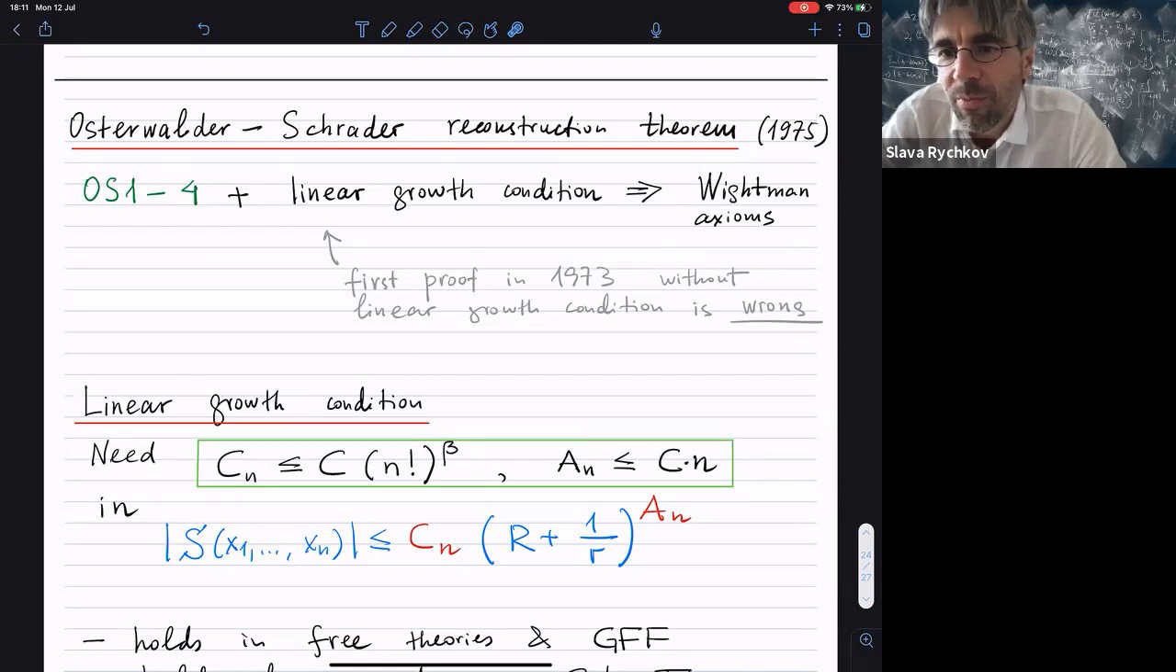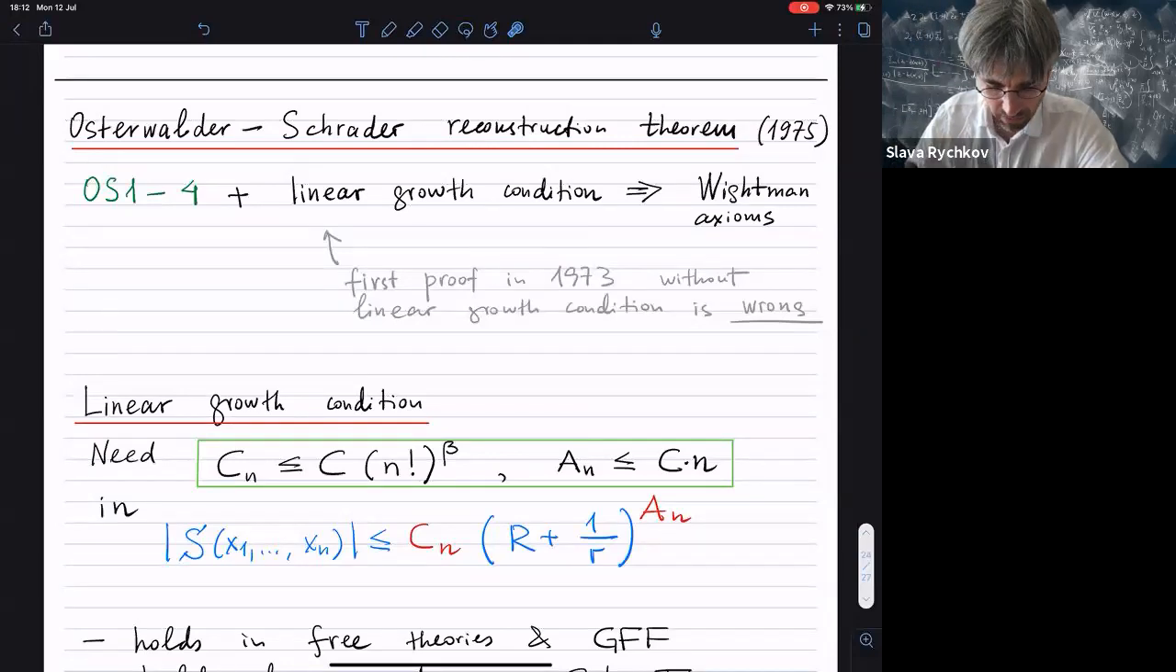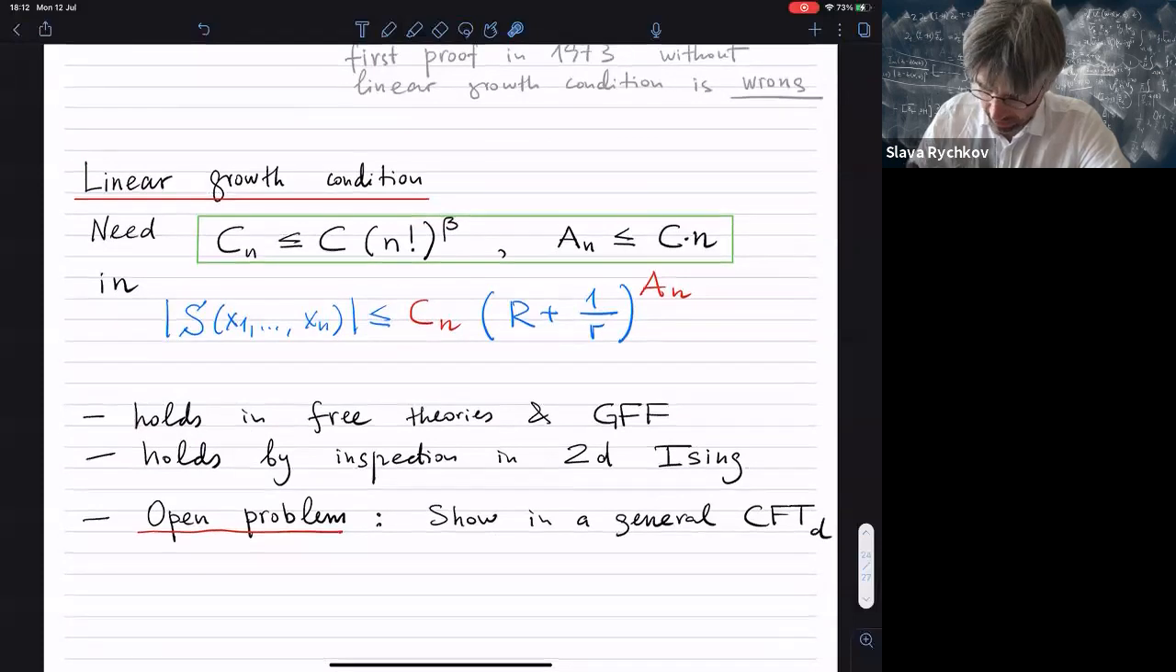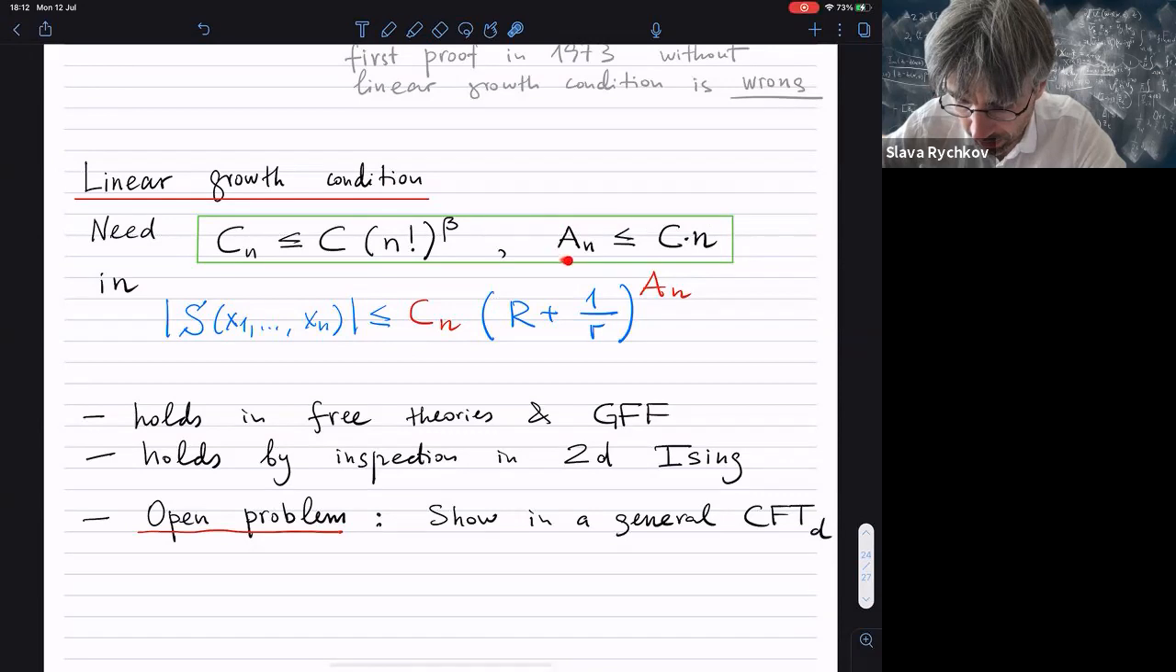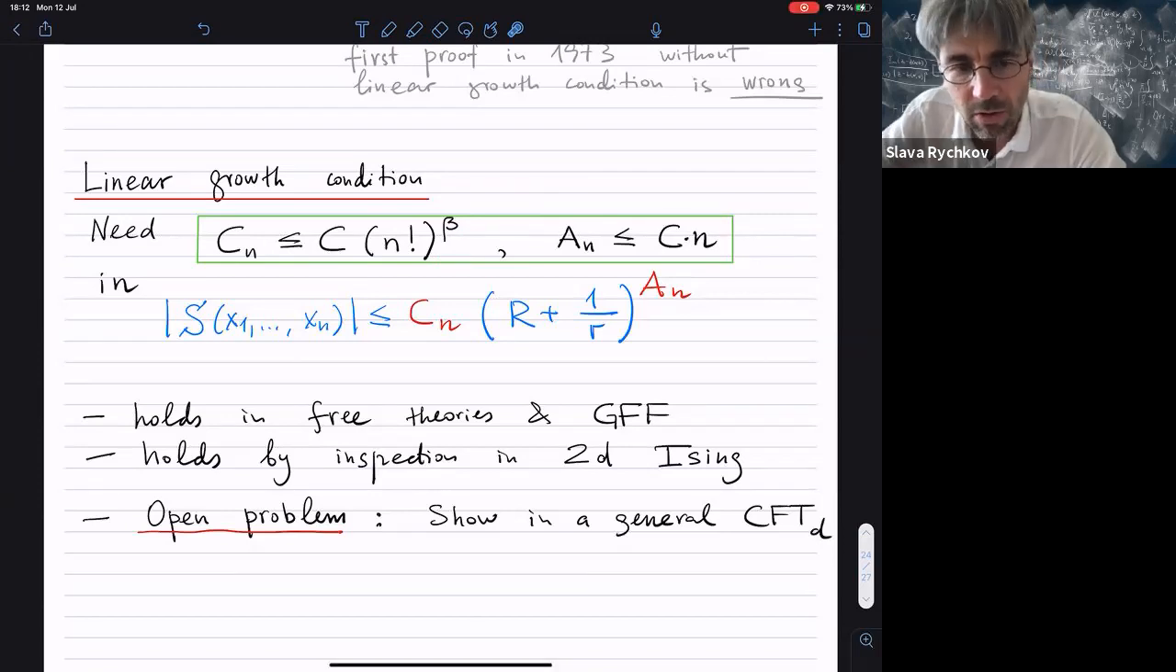But 45 years down the road, this is still with us. We cannot do any better than this. And so what is this linear growth condition? It says that in this inequality that I said, the Schwinger function has to be bounded, and there are these two constants, Cn and An, which depend on n. So it says that these constants could not grow with n too fast. In particular, this constant An should not grow faster than linearly in n. And the constant Cn should not grow faster than some power of factorial.